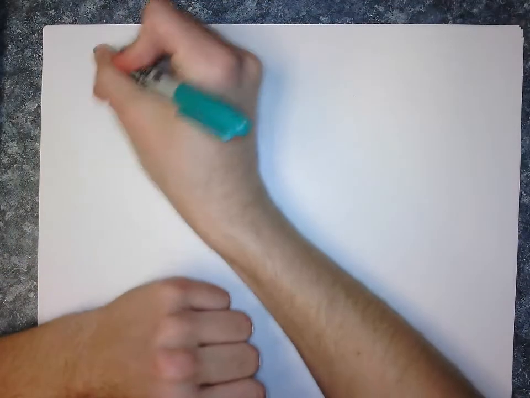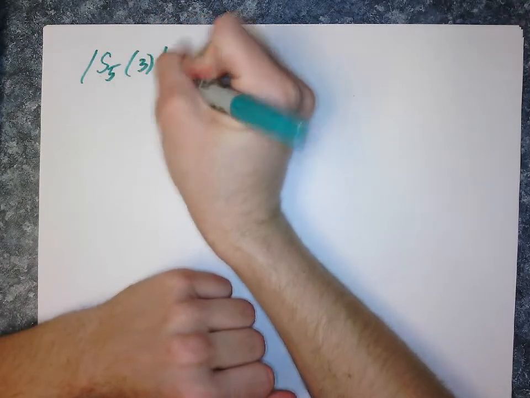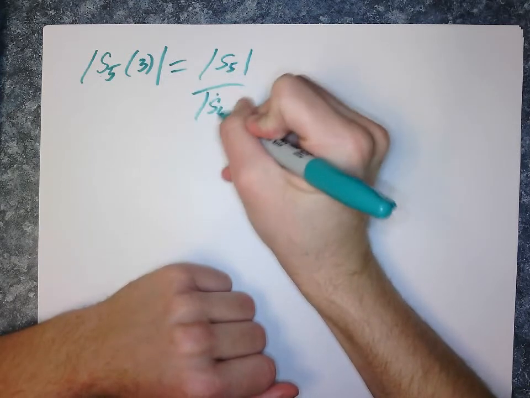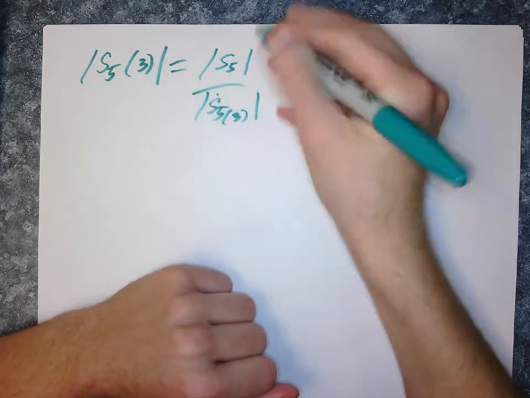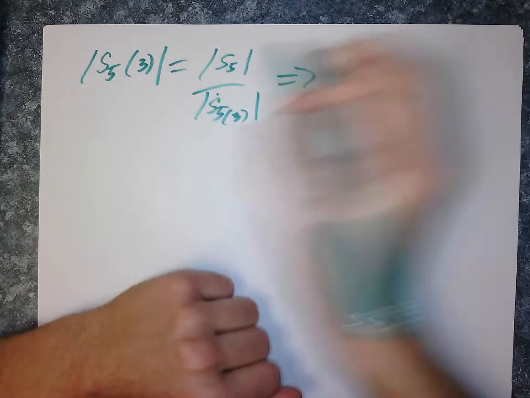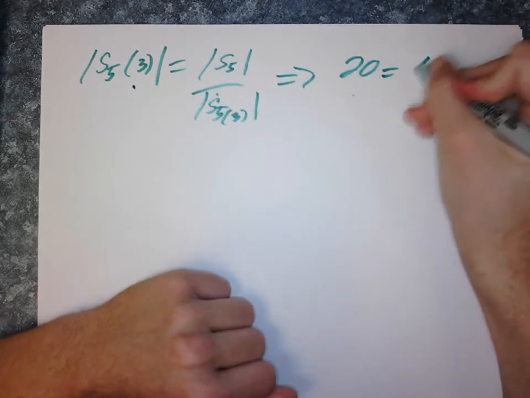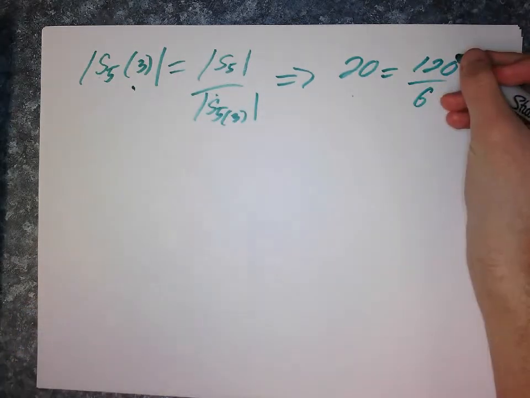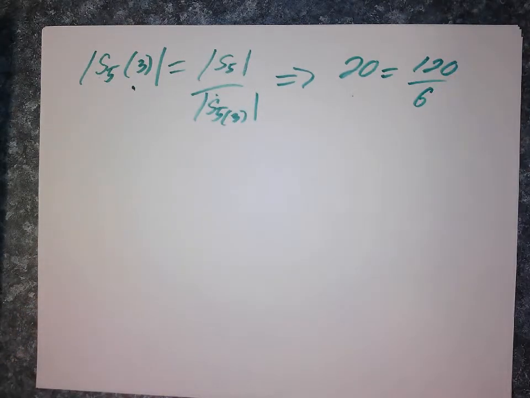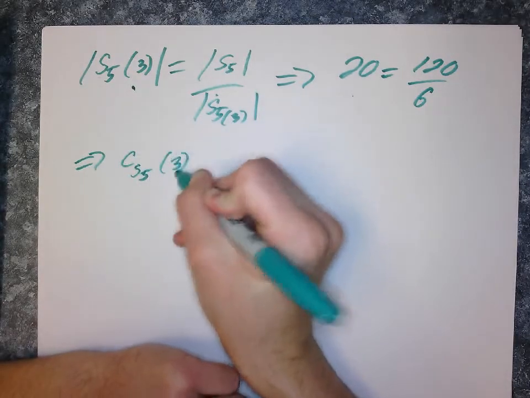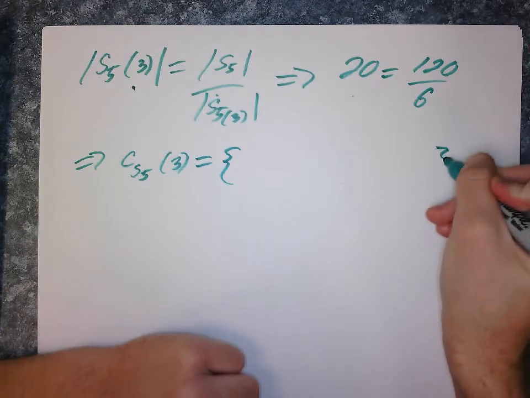This time, again, we'll use that S5 beginning part. We have the order of S5, but now we're going to do the 3-cycles, which is the order of S5 over the centralizer in S5 of a 3-cycle. You work with the centralizer stuff, and you get 20, the number of 3-cycles, is 120 over something. But that something has to be 6, because 120 divided by 6 is 20. And so that means that the centralizer in S5 of a 3-cycle is going to have 6 elements.